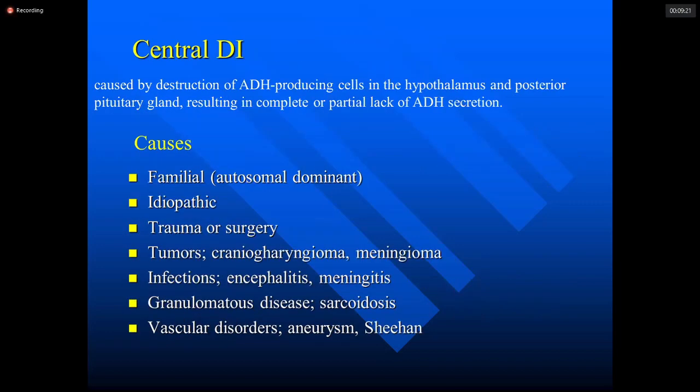dehydration. Central diabetes insipidus is caused by destruction of the ADH producing cells in the hypothalamus and posterior pituitary gland, or lack of response, as we said, due to resistance. The central type, the deficiency of ADH, has causes that may be familial, idiopathic, trauma or surgery to the hypothalamus area, tumors invading the hypothalamus like craniopharyngioma, infections like encephalitis or meningitis, or an aneurysm.